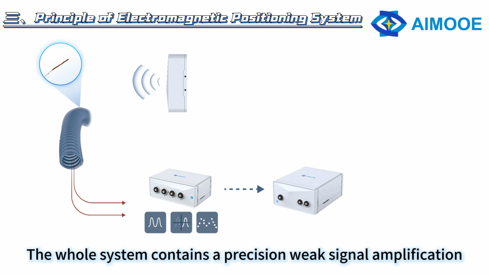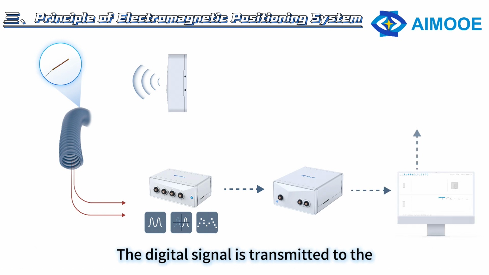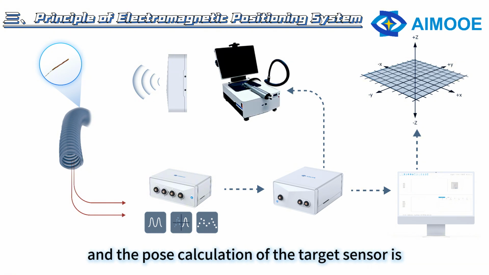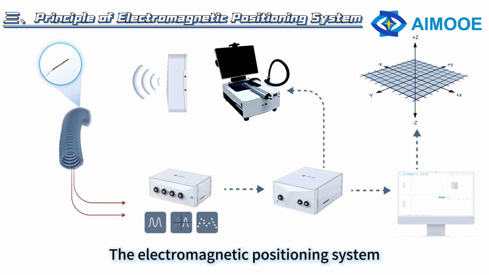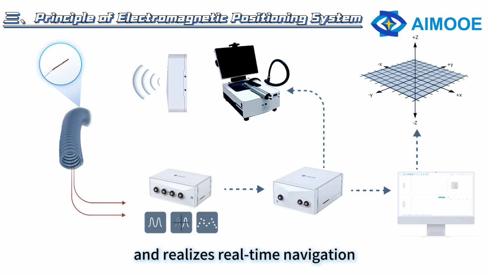The whole system contains a precision weak signal amplification circuit to ensure the accurate conditioning and digitization of the signal. The digital signal is transmitted to the main controller through the system control unit, and the pose calculation of the target sensor is completed through the mathematical algorithm. The electromagnetic positioning system provides rich hardware interfaces, toolboxes, and a variety of APIs, supports flexible debugging and secondary development, and realizes real-time navigation.